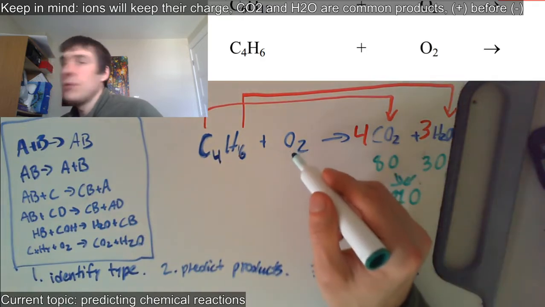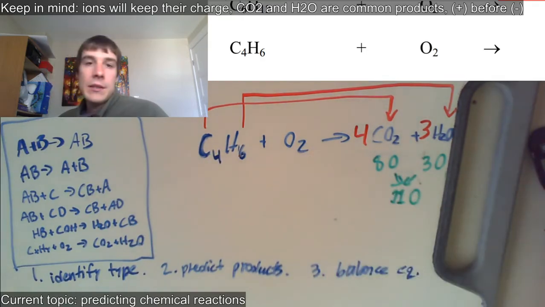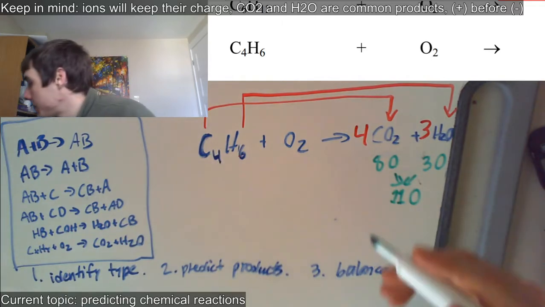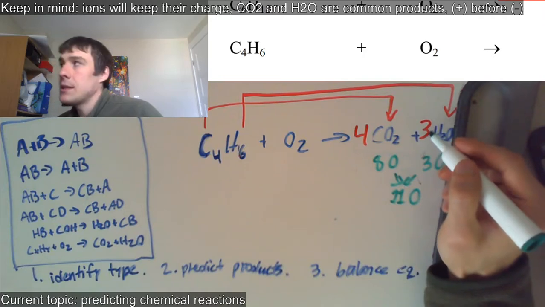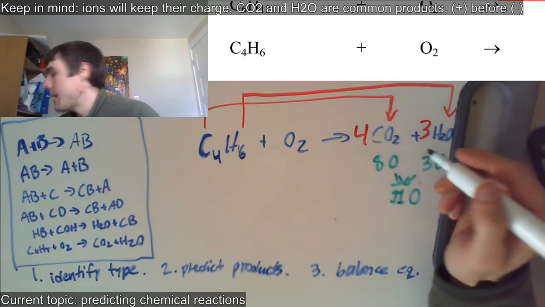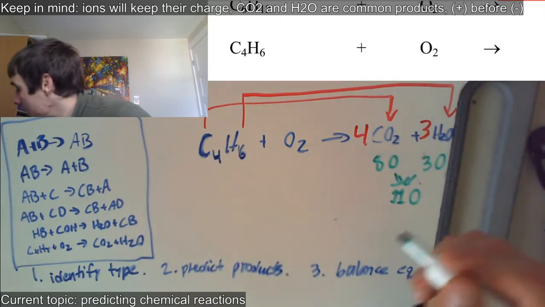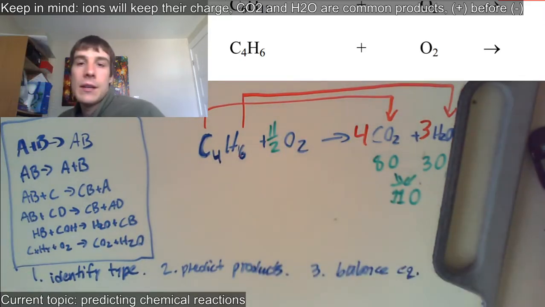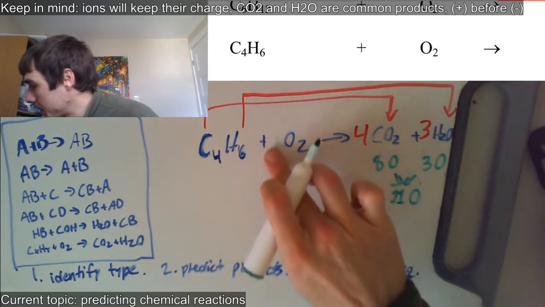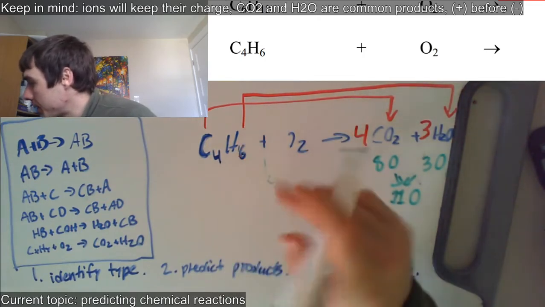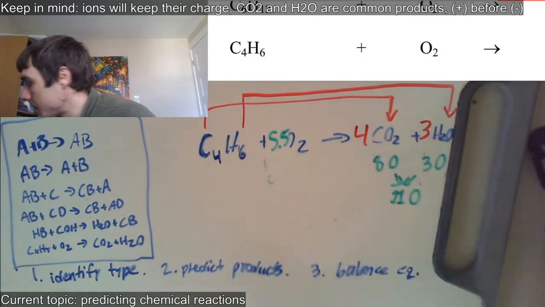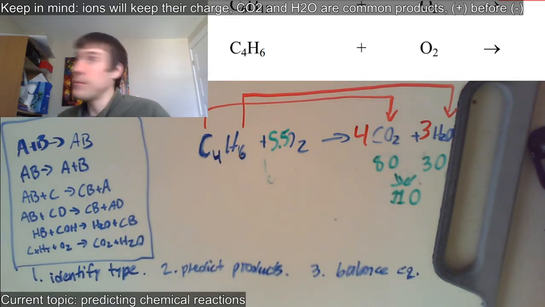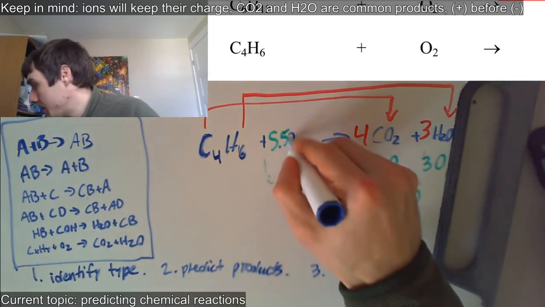We have O2 on this side. Well, you can actually use fractions, because remember, there's billions and quadrillions of these things in any sample. So we don't need round numbers. This is like 3 billion, 4 billion. We can have half a billion of something. So this is going to be 11 over 2, right? Or if you prefer decimals, you can write 5.5, because that's the same thing as 11 over 2. 5.5 times 2 is 11.